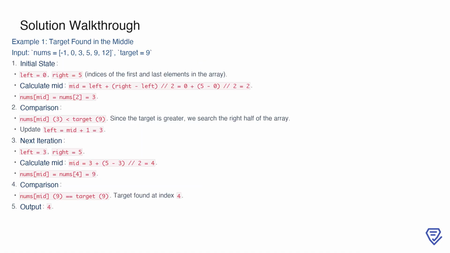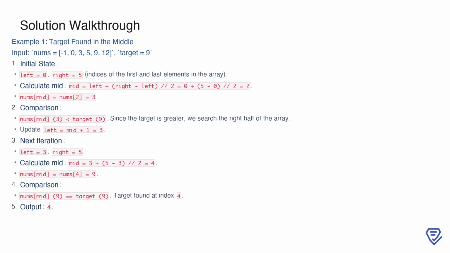In this example, we are tasked with finding the target value 9 in the sorted array nums equals [-1, 0, 3, 5, 9, 12]. We start with the initial state where left is 0, and right is 5, representing the indices of the first and last elements. To narrow down our search, we calculate the middle index using the formula mid equals left plus (right - left) // 2, which results in mid equals 2.